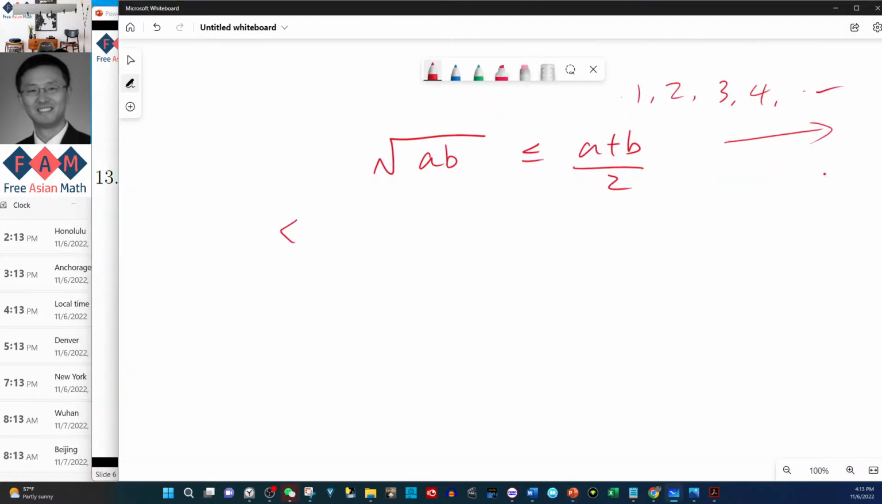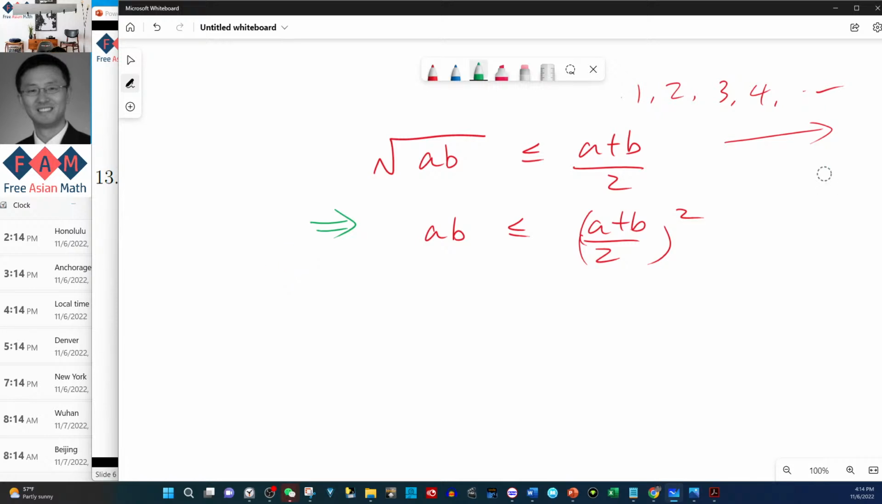Therefore, this is equivalent to taking both sides by square. So this is equivalent to a plus b squared. It's very important when you solve inequalities that you do not lose some solutions, because if this is just one way, you may not get it back. When you do the square root thing, that can perfectly happen.